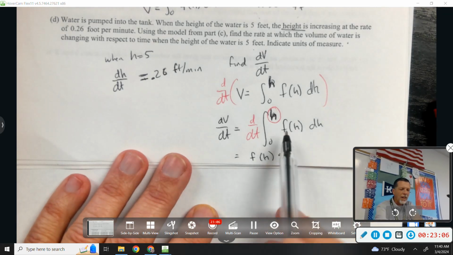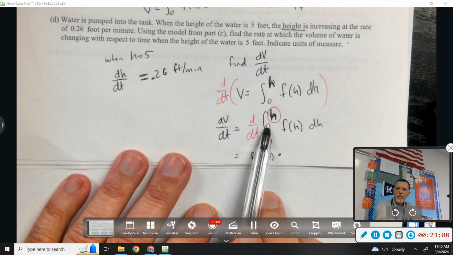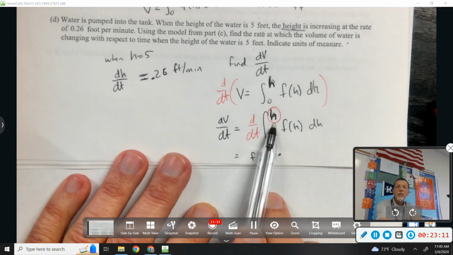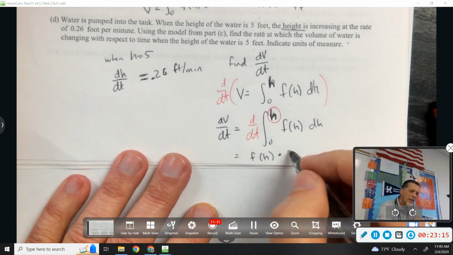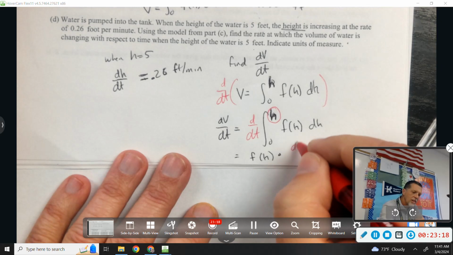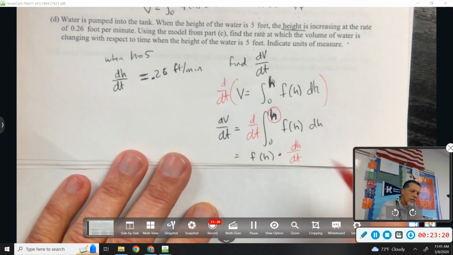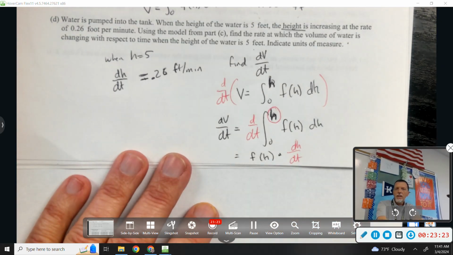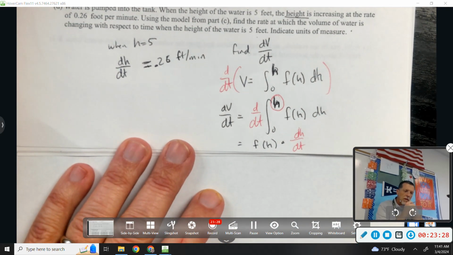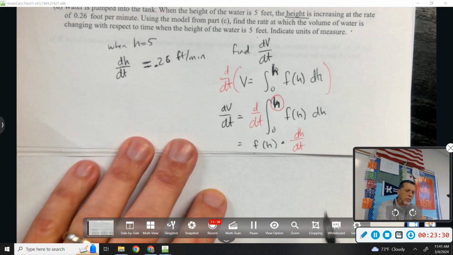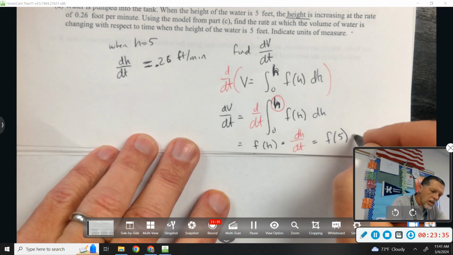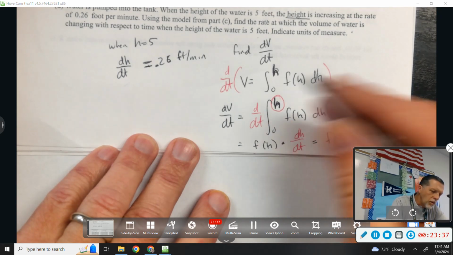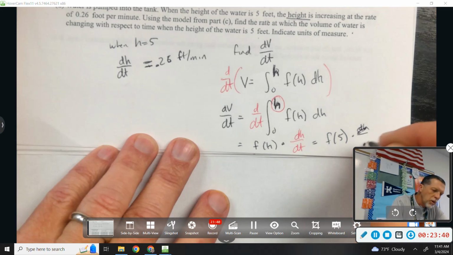What would you do if there was an x squared there? Do you remember? You'd plug in x squared, but then you'd have to multiply by the derivative of x squared. So there's a chain rule thing going on here. So dH dt, which makes sense because they gave me dH dt. So I need to find f of 5 times dH dt. Oh, but they told me dH dt. So f of 5 times 0.26.